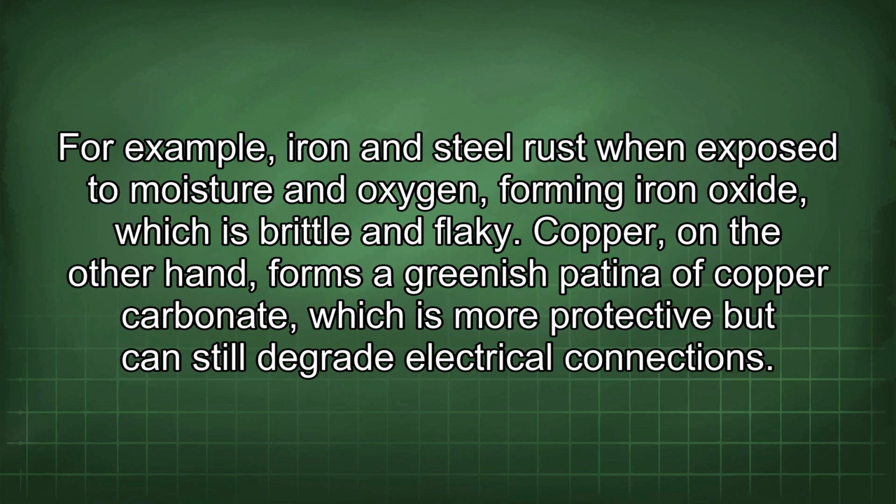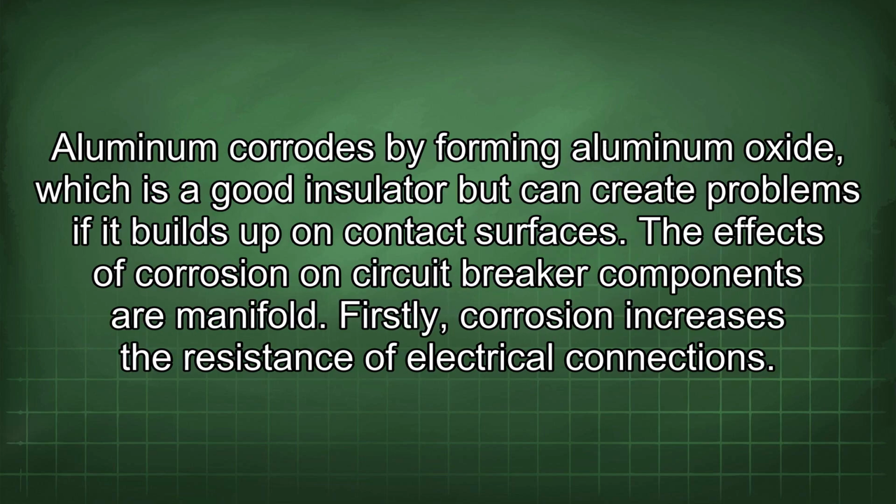For example, iron and steel rust when exposed to moisture and oxygen, forming iron oxide, which is brittle and flaky. Copper, on the other hand, forms a greenish patina of copper carbonate, which is more protective but can still degrade electrical connections. Aluminum corrodes by forming aluminum oxide, which is a good insulator but can create problems if it builds up on contact surfaces. The effects of corrosion on circuit breaker components are manifold.